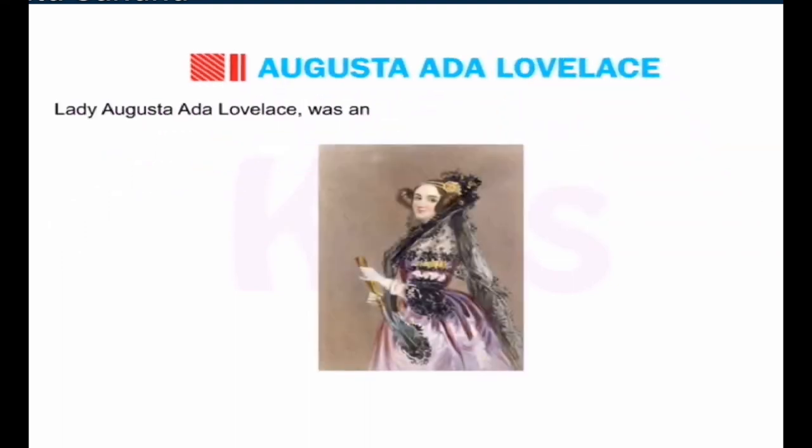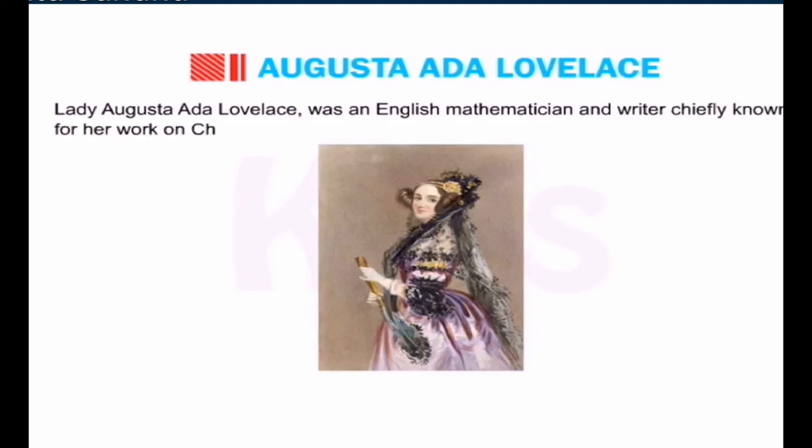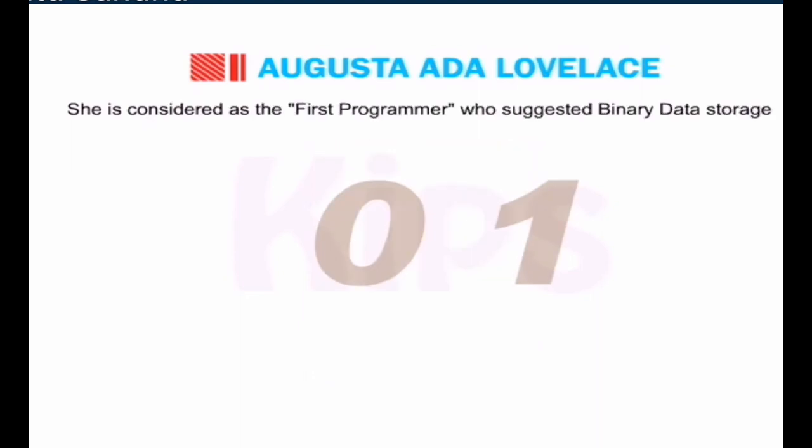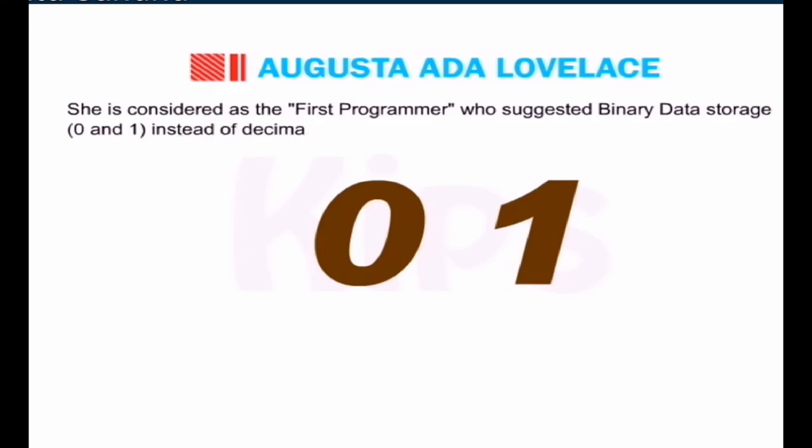Now start with Augusta Ada Lovelace. Augusta Lovelace was an English mathematician and writer. She worked on Charles Babbage's analytical engine. She is considered the first programmer, who suggested binary data storage, the binary digits 0 and 1.